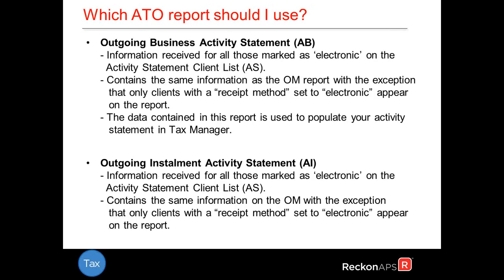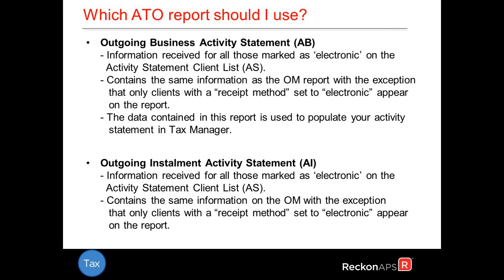The outgoing business activity statement, these two are the most critical ones. It contains the information received for all those marked as electronic on the activity statement client list. So your AS report essentially contains all clients, irrespective of how you're expected to lodge the documents, whether it be paper, internet, or electronic. The outgoing business activity statement report, the AB report, only contains those marked as electronic. That's why there is a difference between the AB and the AS.